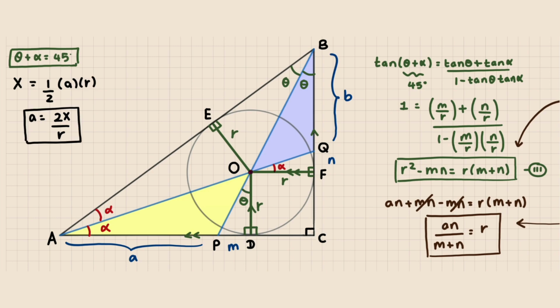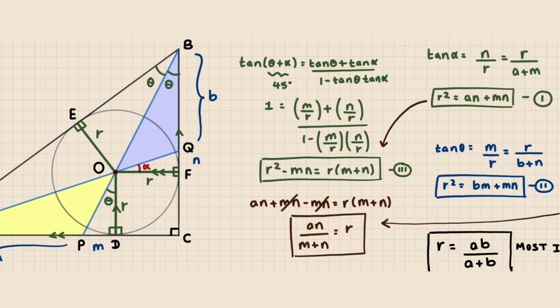Now again look at this purple triangle. OF is the height of this triangle and BQ is the base of this triangle. Therefore, the area of the purple triangle, that is Y, equals half the base, that is B, into the height, that is R. Now from this equation, the value of b is going to be equal to 2 times y upon r. So here we have got the value of b. Okay, so here we have got the value of a and the value of b in terms of x, y and r.